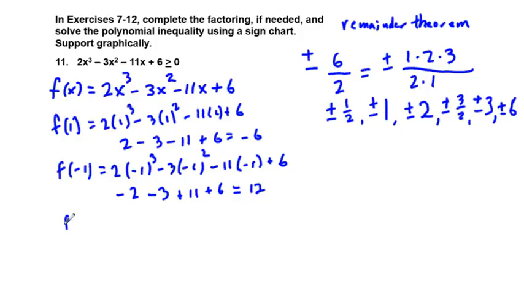We'll try now 2. f of 2, we have 2 times 2 cubed, and then we have minus 3 times 2 squared minus 11 times 2, minus, or is it plus 6?